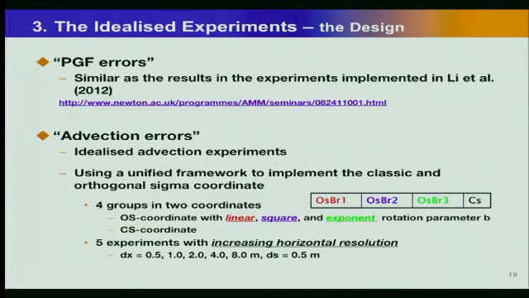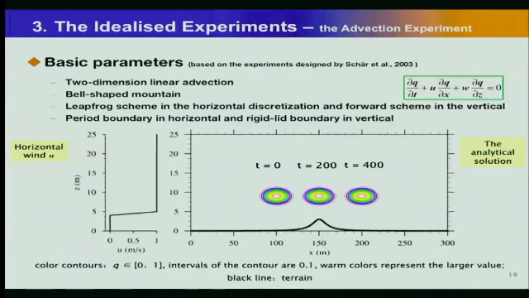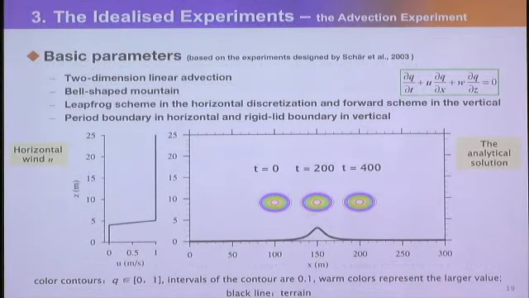And in each group of the experiments, we have done three different horizontal resolution experiments. So there are 20 experiments. We do the advection experiments in a two-dimensional vertical section, and it's a linear advection. We put a bell-shaped mountain in the middle of the domain. And here is the analytical solution of this linear advection. The color contour is the anomaly field. It should flow over the mountain from the left to the right without changing its shape.